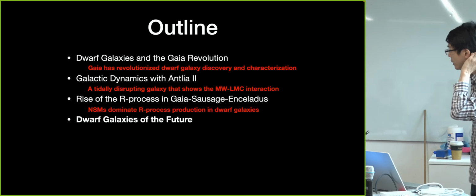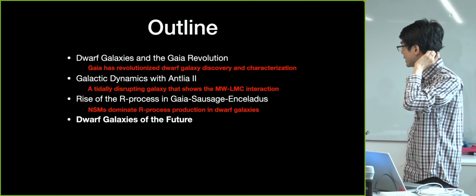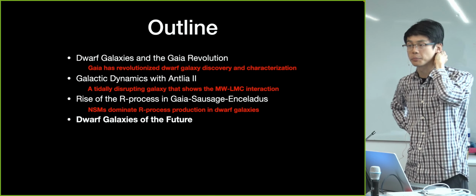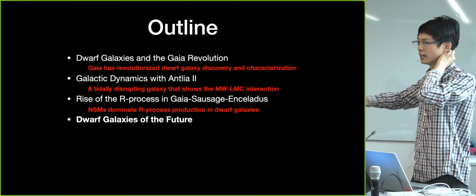So that's sort of the takeaway here. Neutron star mergers pretty clearly dominate our process production in dwarf galaxies across the whole population.